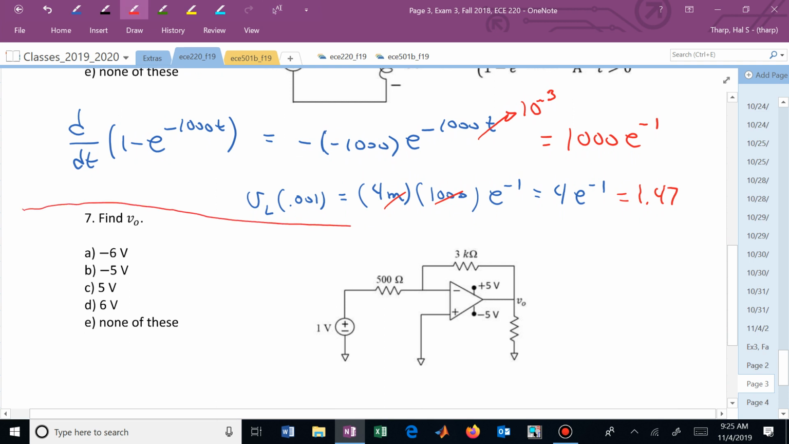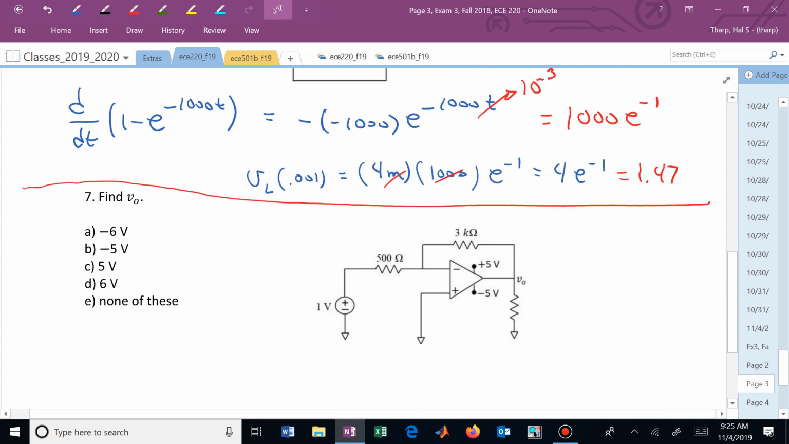Problem 7. Find V naught. We're trying to find this value, and we're not even given a resistance value at the output. That must not matter. What's the first thing we probably want to look at? Do we have negative feedback? And we do, because the output is connected back to the inverting pin. We do have negative feedback.